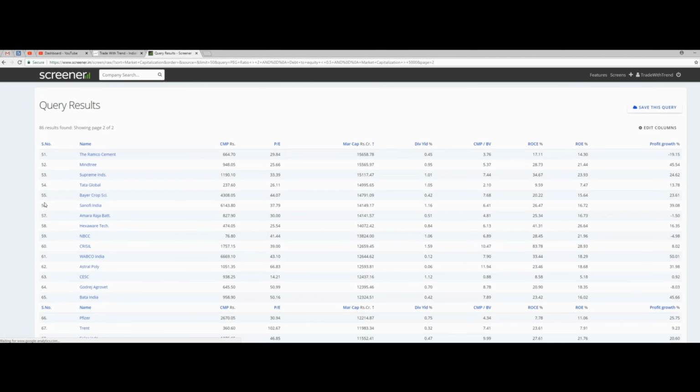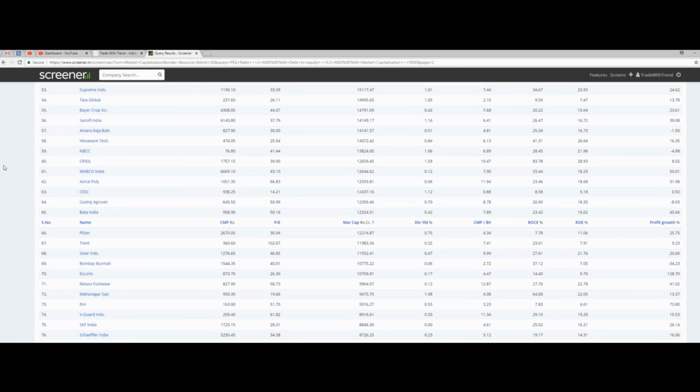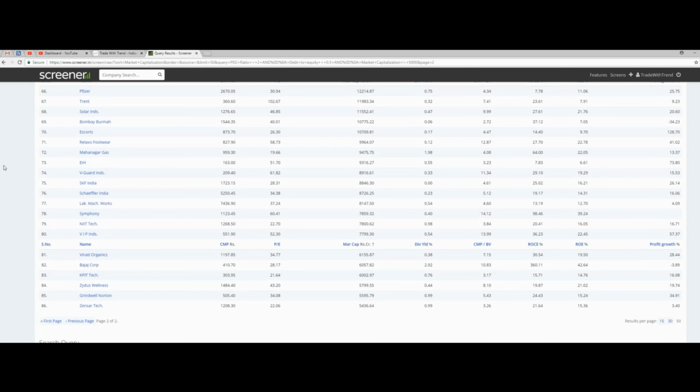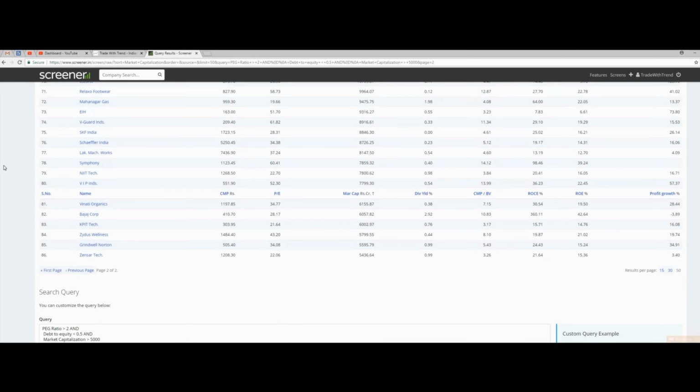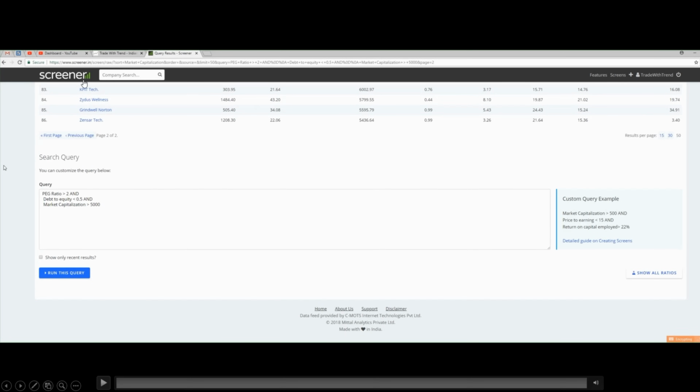Let us move to page 2. So these are the remaining 36 stocks. So this is the basic fundamental scan that you have to run on screener.in. Again, this website is absolutely free and you just need to type screener.in. You need to log in, create an account. It's free and then you can run this query.